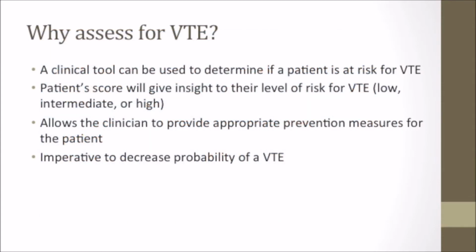Why do we assess for VTE? There's a clinical tool that is used to determine if a patient is at risk for VTE. This is called the Wells score. A patient's score will then give insight to their level of risk for the VTE. There's a 3-tier model and a 2-tier model for the Wells score that doctors use. On the next slide, we will show an example of a 3-tier model of the Wells score. The low, intermediate, and high risk assessment allows the clinician to provide appropriate prevention measures for each patient. It's imperative to decrease the probability of a VTE.